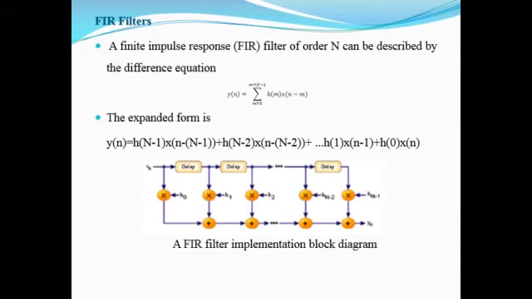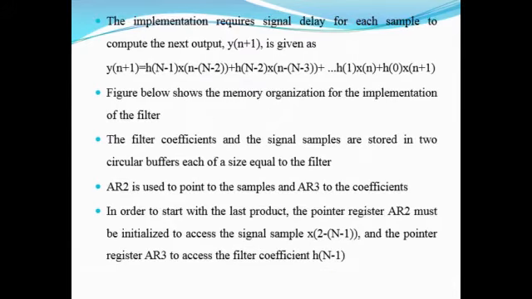The implementation requires a signal delay. We know that by using a delay element we can get x of n minus 1 from x of n, x of n minus 2 from x of n minus 1, and so on. So we are going to consider h of n minus 1 into x of n minus 1, h of n minus 2 into x of n minus 3, and so on. Here we are considering the next output, where y of n is changing to y of n plus 1, so we modify the equation by replacing n by n plus 1.